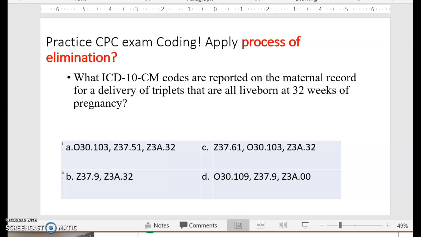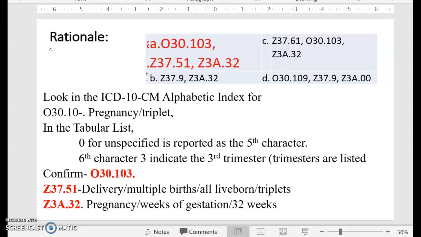And remember, we need to learn how to apply the process of elimination. So I have a question here for a quick review. What ICD-10-CM codes are reported on the maternal record for delivery of triplets that are all live born at 32 weeks of pregnancy? So please go ahead, see if you can find the correct answers as posted below, and come back and check your answers with me. If you said A, O30.103, Z37.51, Z3A.32, perfectly right.